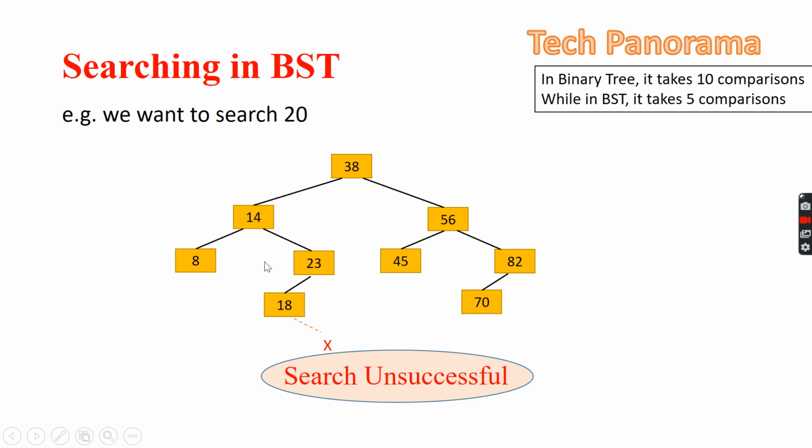But if our structure is a BST as it is, then it hardly takes 5 comparisons, as we compare 20 with 38, 14, 23, 18, and finally the null value. So it takes a maximum of 5 comparisons to traverse the tree. So BST is well known for its organization of data for quick searching.